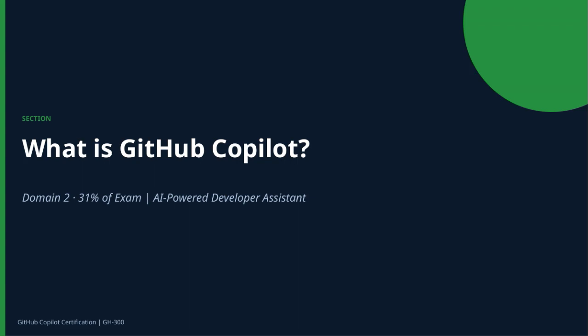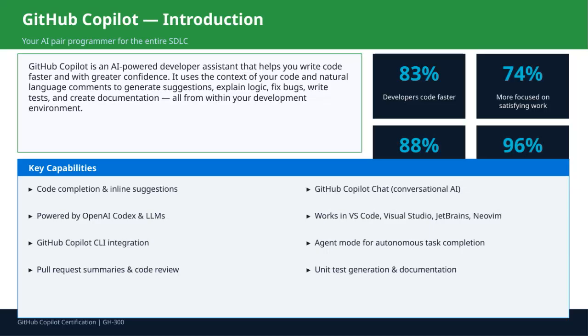GitHub Copilot is designed to help developers by suggesting code snippets and automating repetitive tasks, which can greatly enhance productivity. As part of the GitHub Copilot certification, labeled GH300, gaining a solid grasp of how this tool works will be key to your success. GitHub Copilot is your AI-powered pair programmer that supports you throughout the entire software development lifecycle.